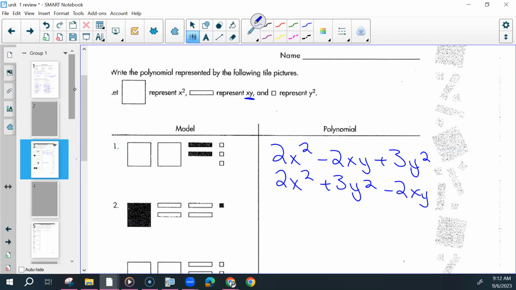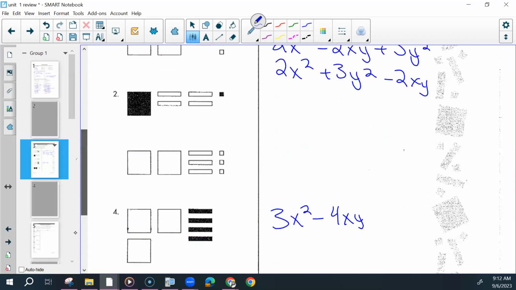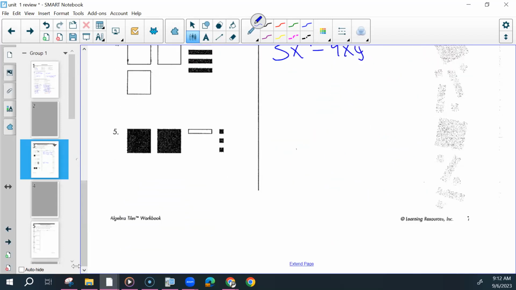Great. Other questions on this page? Can you do number 5? How many x squared do you have? Negative 2. How many xy's? 1, so you can just put plus xy, or you can put the 1 in front, either or, doesn't matter. How many y squareds? 3 and a negative. Go on to the next page.